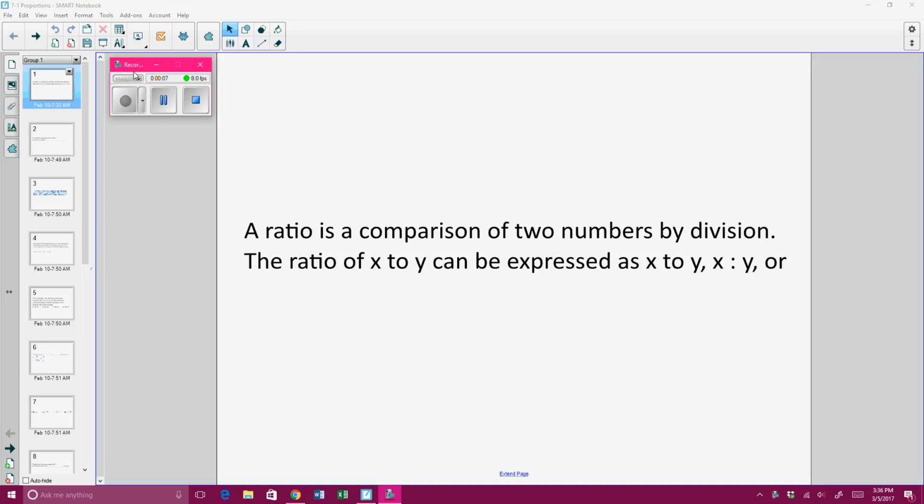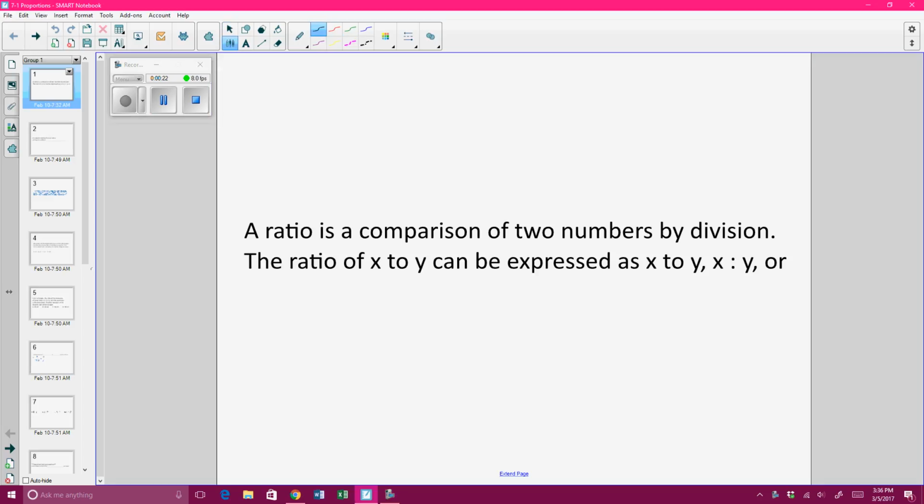Okay, so this lesson talks about proportions, and you might remember this from like 6th or 7th grade. A ratio is a comparison of two numbers by division. So usually a ratio will be comparing two things. Like you could say that for every, let's say, 2 boys at the dance, there's 3 girls. So there's a 2 to 3 ratio.